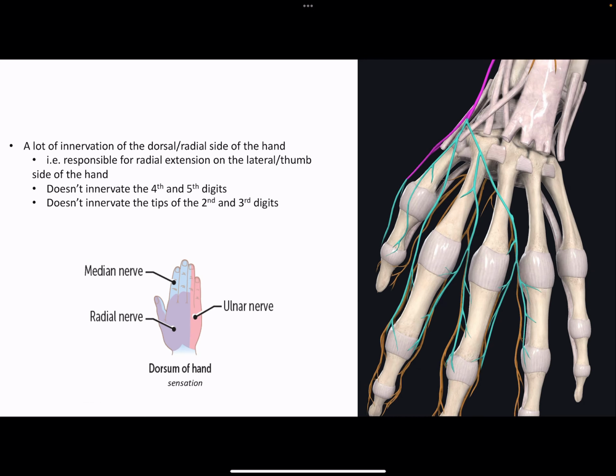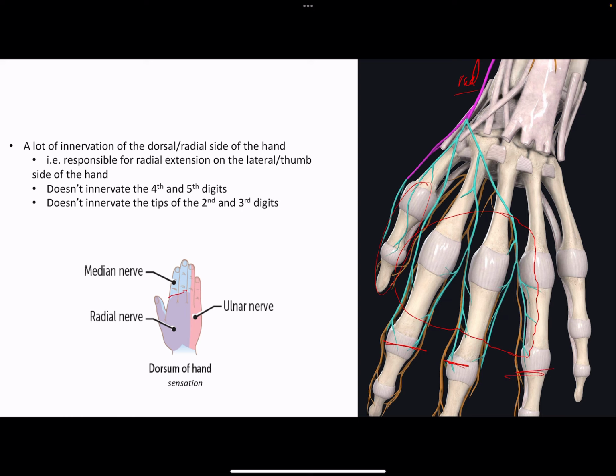On the dorsal side, we get the thumb. You can kind of see here, this purple is going to be the radial nerve, and then the light teal, like green, is going to be the branches, effectively still the radial nerve. It goes to the thumb, check, and notice it goes to the first half of the fourth digit, just the first half. It stops right there, and that's exactly what we see here.